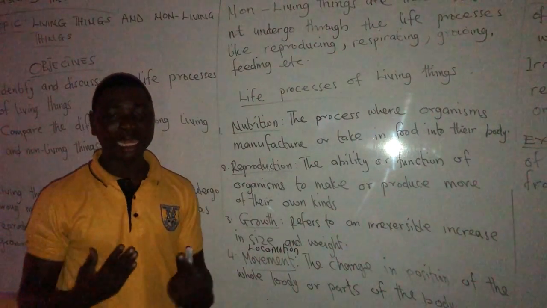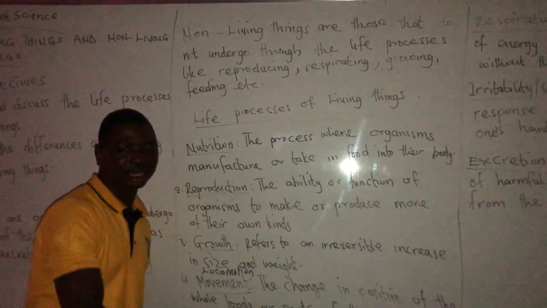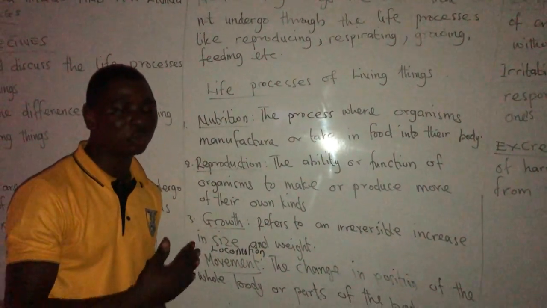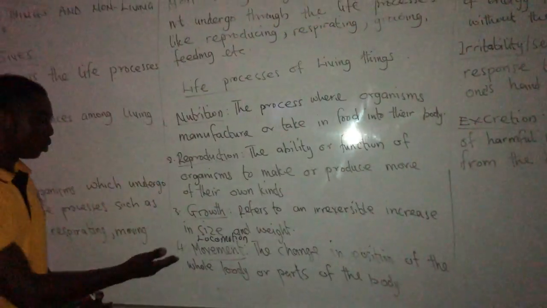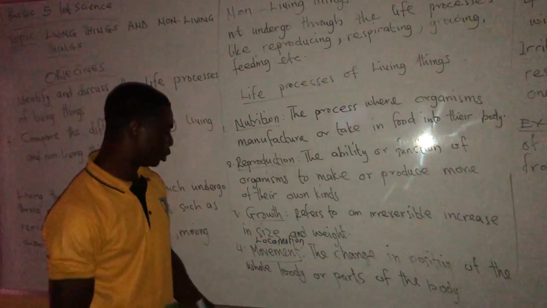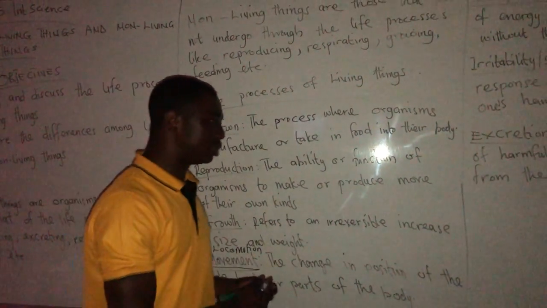So every living thing undergoes movement. But animals and human beings move from one place to another, while plants move parts of the body.